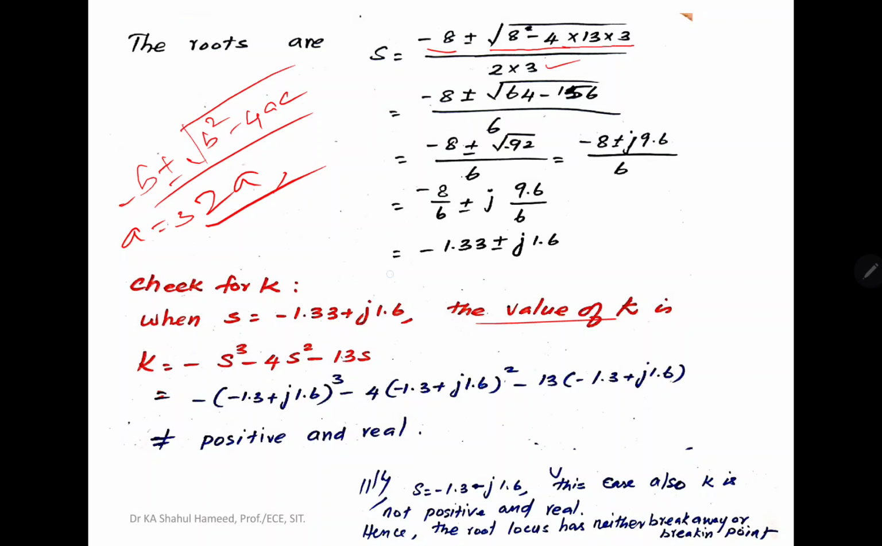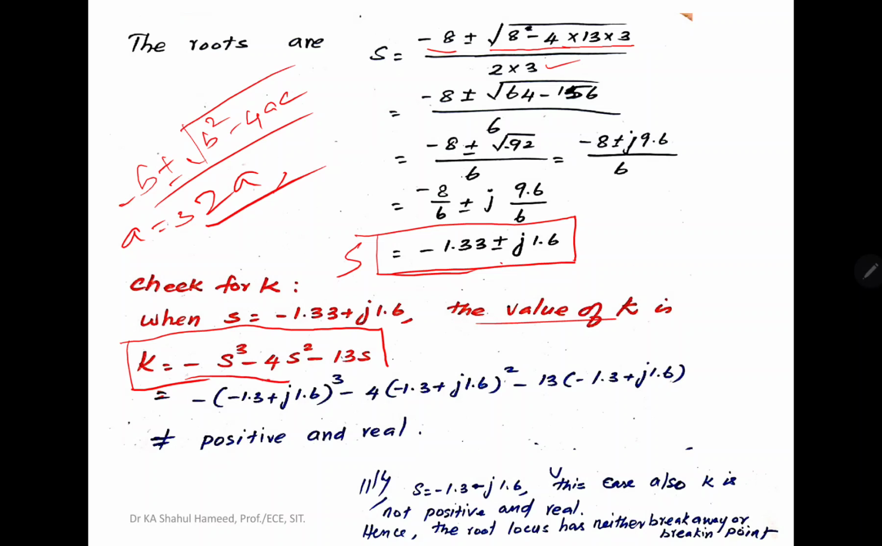So when you're solving it, you get minus 1.33 plus j 1.6. These are the two roots. Now, after identifying the roots, we have to substitute in the characteristic equation, that is k is equal to s square minus s cube minus 4s square minus 13. We have to substitute the value of s.